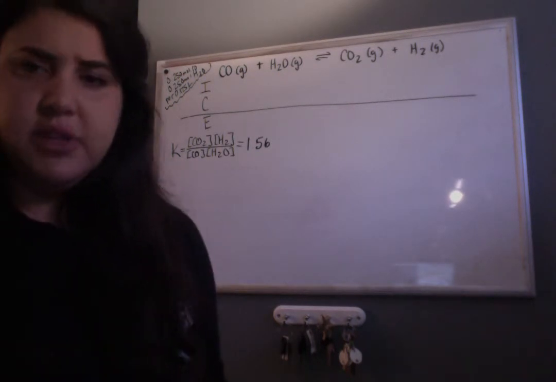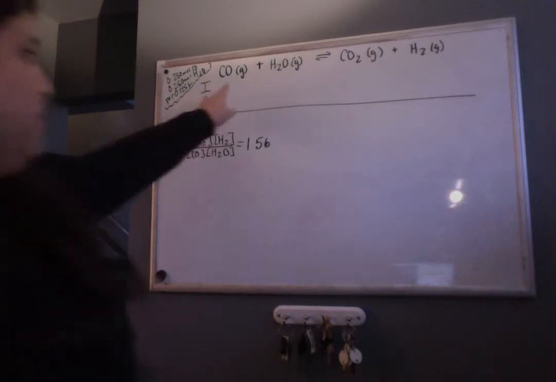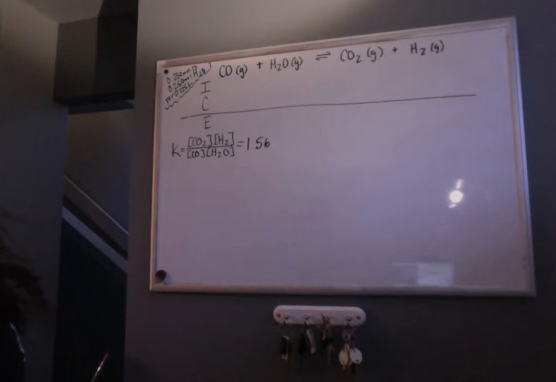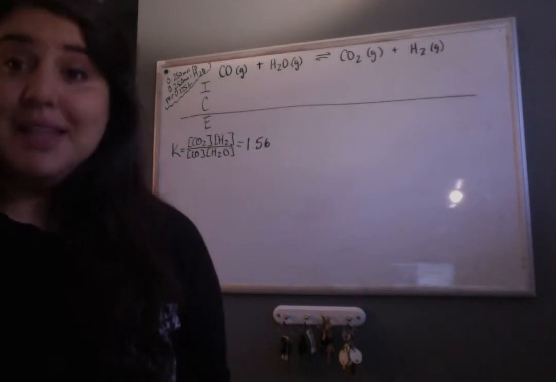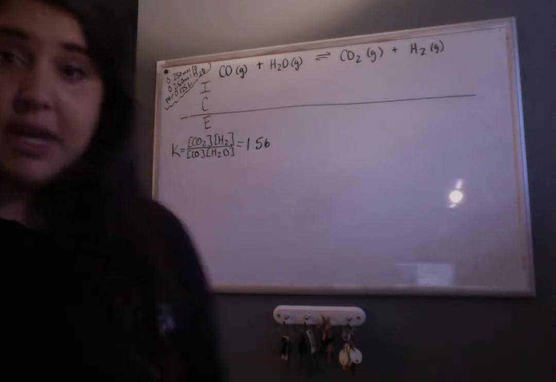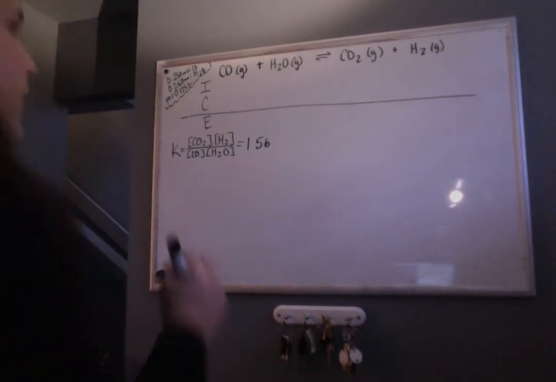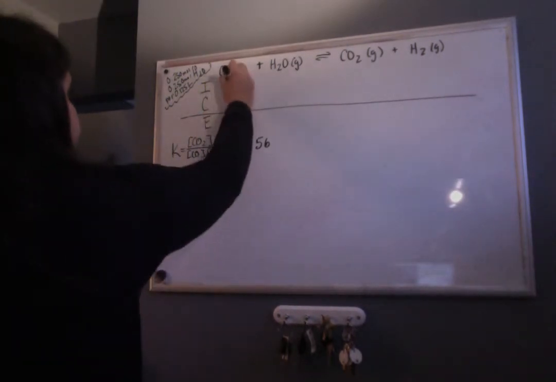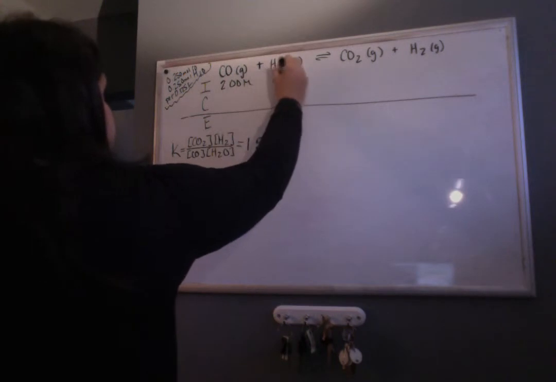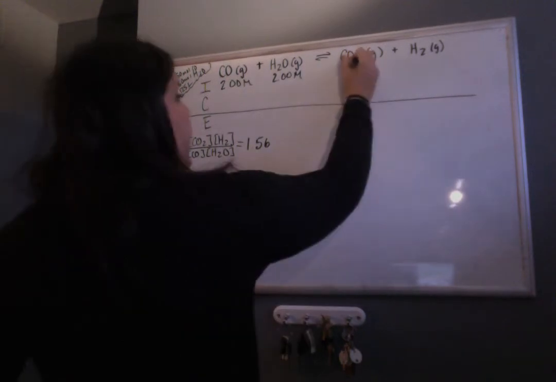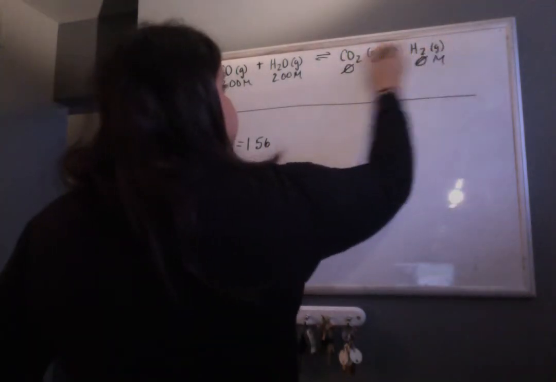Now, the initial information we were given is some amount of carbon monoxide and some amount of water: 0.250 moles of carbon monoxide and 0.250 moles of water. In 0.125 liters, again 125 milliliters, we can convert that to liters, and I end up with a concentration of 2.00 molarity each for carbon monoxide and water. Again, I assume initially that I have none of the products.